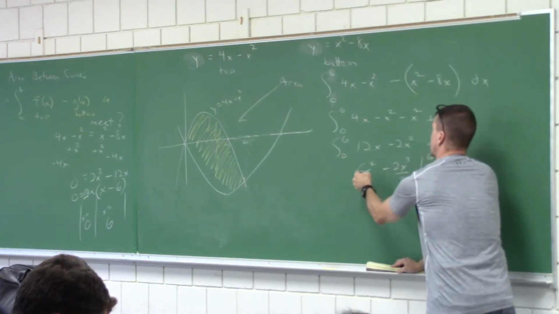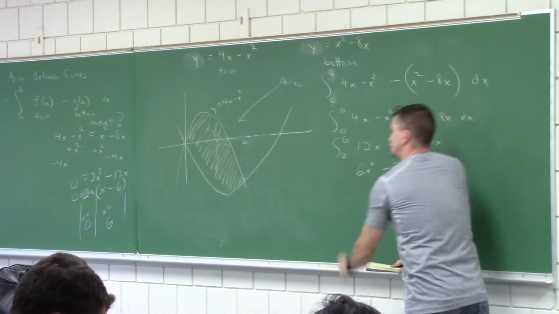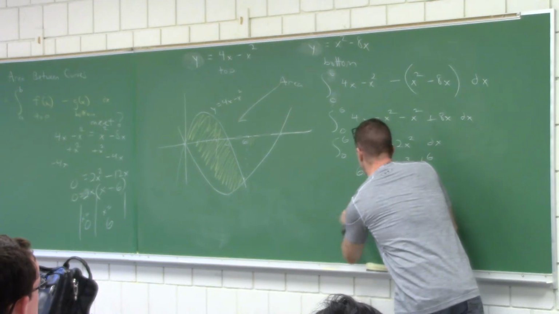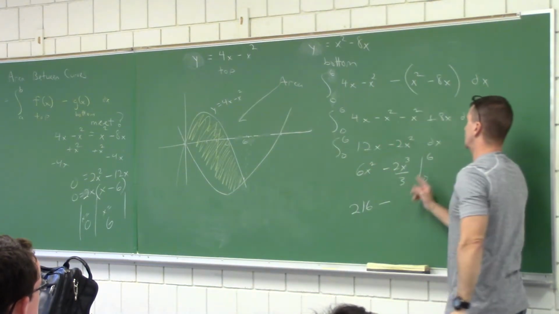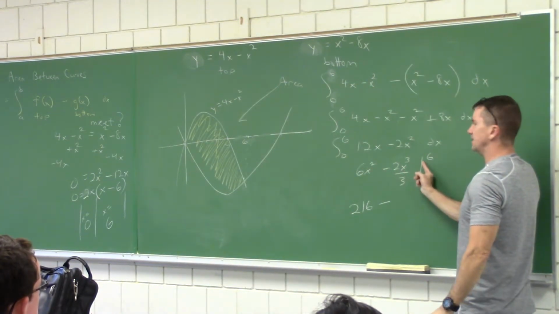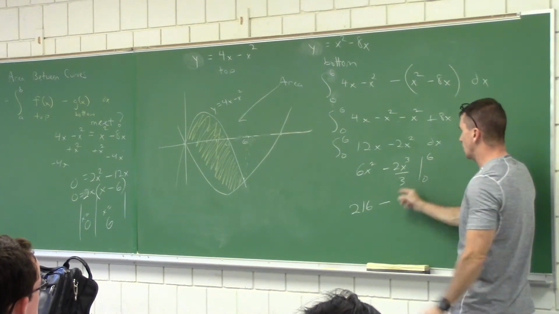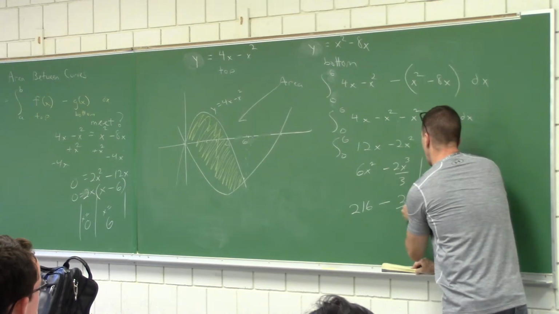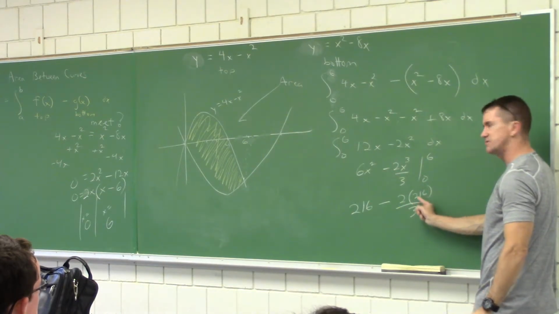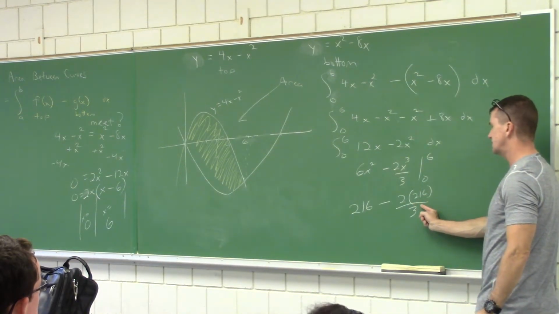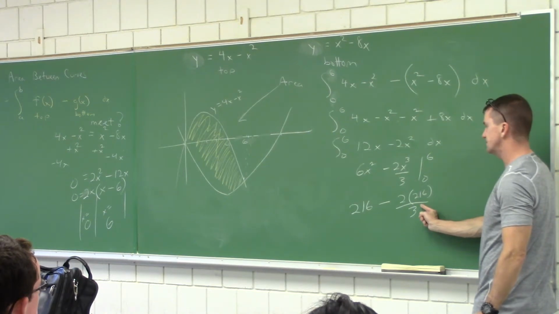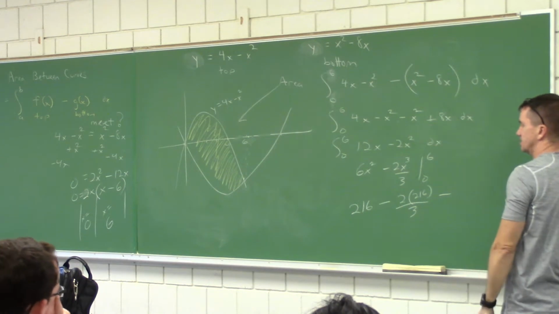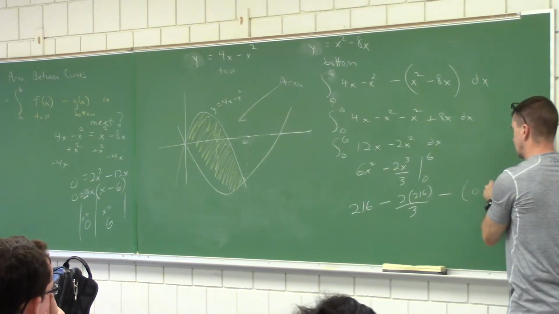All right, what's 6 times 6 squared? That's 6 times a 6 times another 6. 216. Thank you. What's 2 times 6 cubed over 3? So that would be 2 times 216 over 3. I think 3 goes into 216, doesn't it? 72 times. All right. Oh, by the way, when I plug zeros in there, what do you get? 0 minus 0, good.